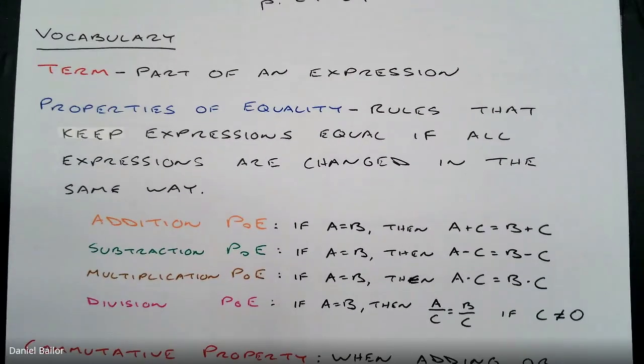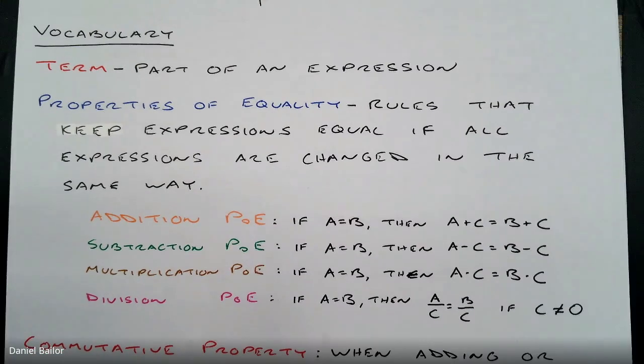So here's the vocabulary. First word is term. A term we've seen before is part of an expression. It could be a constant like 3 or 13 or 45. It could be a variable like x, y, or z. It could be a combination of a number and a variable, like 3x is a term. A term is just part of an expression. In today's activities, we're going to combine terms, move terms around to find x. So we're going to see a lot of terms today.